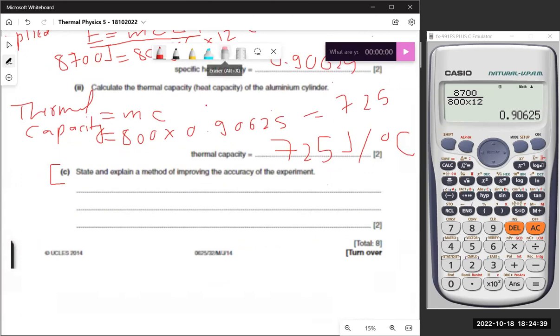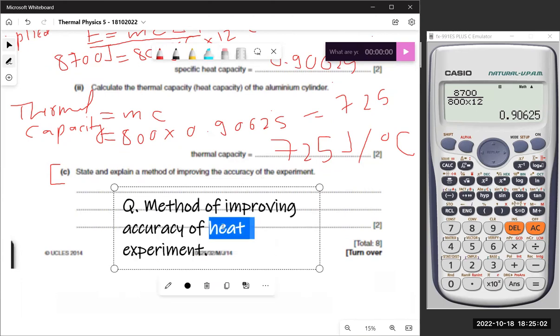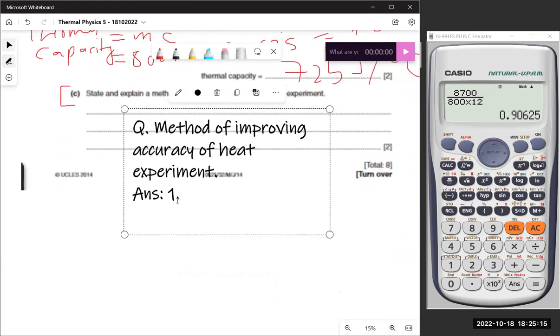State and explain a method of improving the accuracy of the experiments. Okay, write this down as a question in your notebook: method of improving accuracy of heat experiment. Let's just say heat experiment. Anything related to heat will be this question. Now the answer is going to be this. They want 2 marks. I'll give you 4. Choose any of those 4.